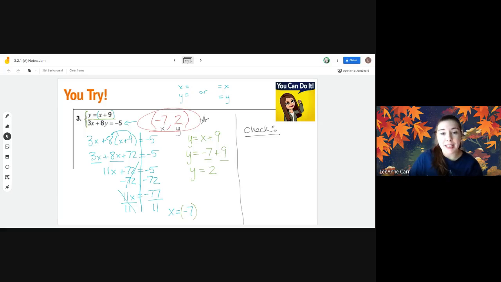And then we pick either equation. Again, it does not matter. I'm just going to pick that top one again. If you wanted to pick the bottom one, it's totally up to you. And you're going to plug in both the x and the y this time. So now I'm going to have my y value is 2 from my answer, and my x value was -7. And you're just going to simplify both sides individually. 2 is already as simplified as it can get. -7 plus 9, that gives me 2. Since I got the same answer on both sides, I know I did it correctly. Yay!